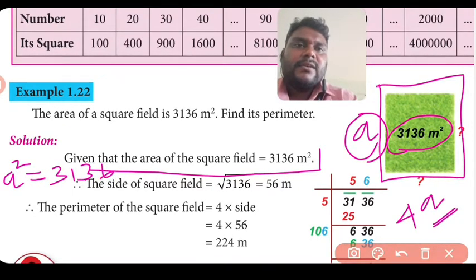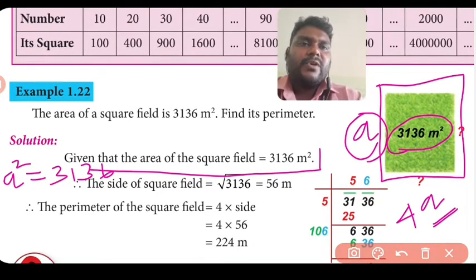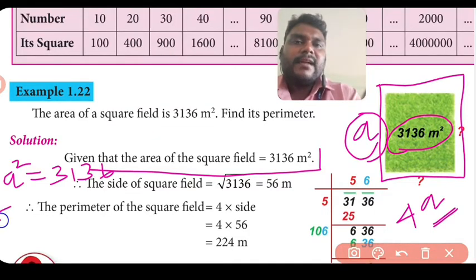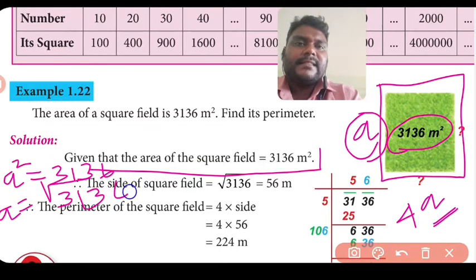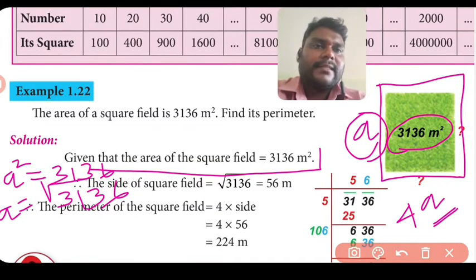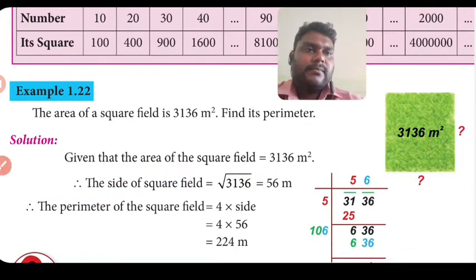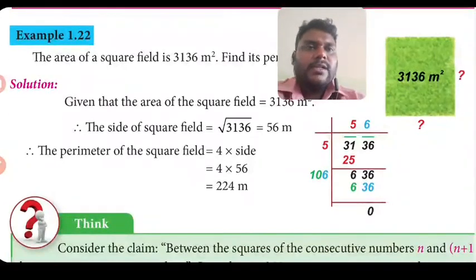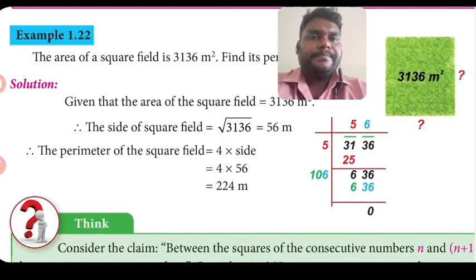3136. Okay, so if you want a, we take the square root of both sides. So if you take the square root on both sides, then a equals square root of 3136. So இங்கே square root எப்படி find பண்ணலான்னு பார்க்கலாம். So this is the method to find the square root of the number.